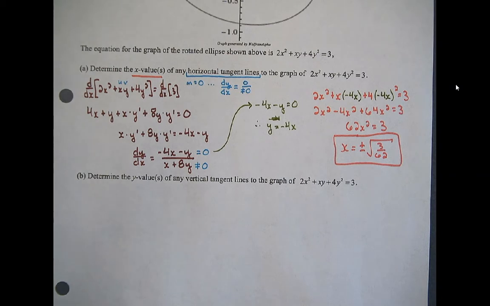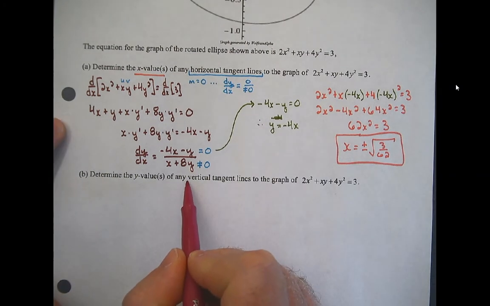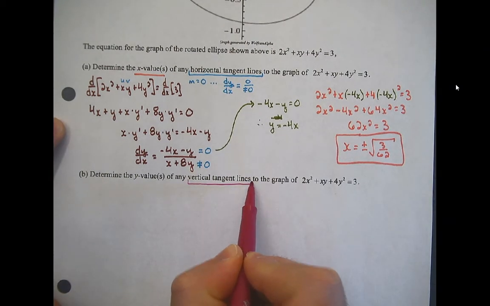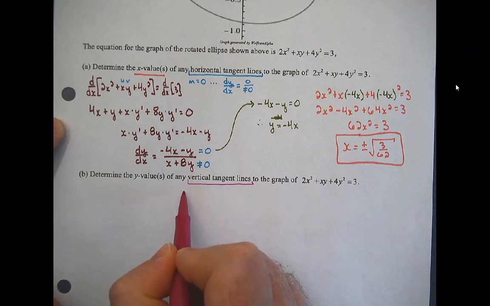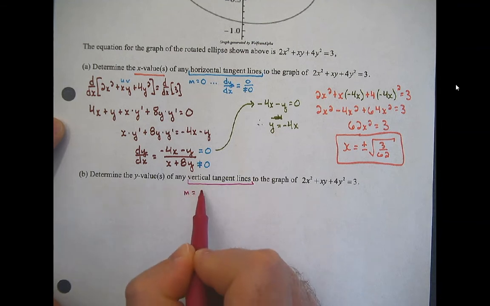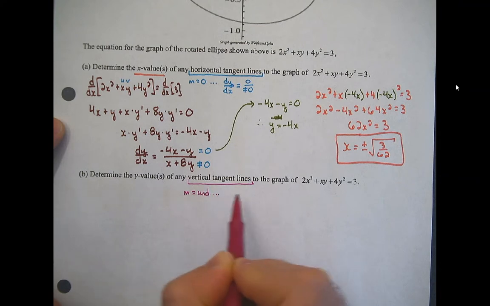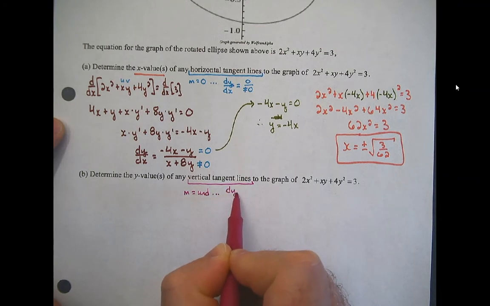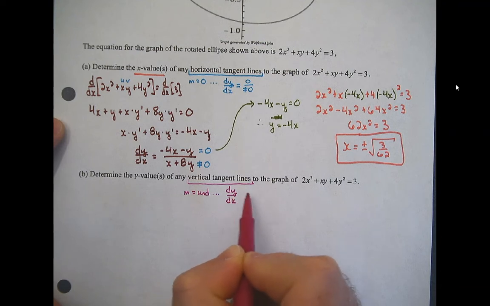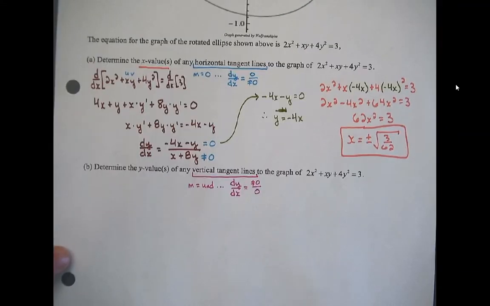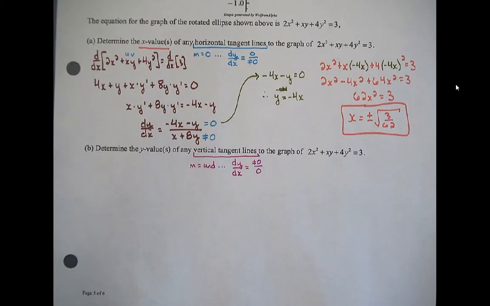Okay, so this time we want to find vertical tangent lines. This means that my slope equals undefined, which means dy/dx equals not 0 on the top and 0 on the bottom. So if I want my line to be vertical, that means I have to divide by 0, the worst thing in all of mathematics.